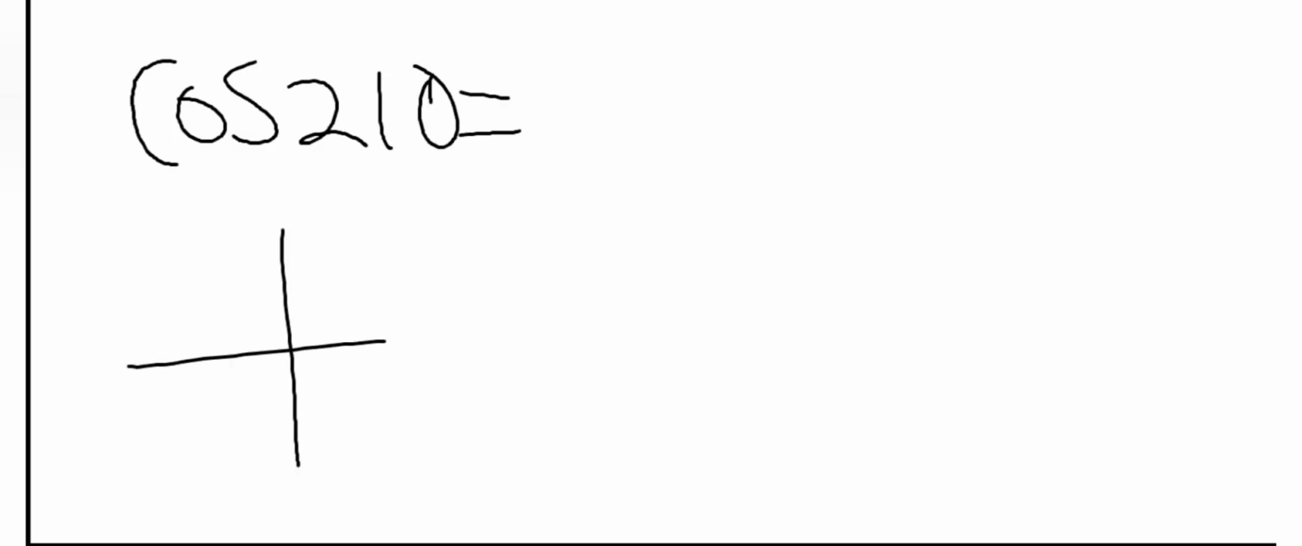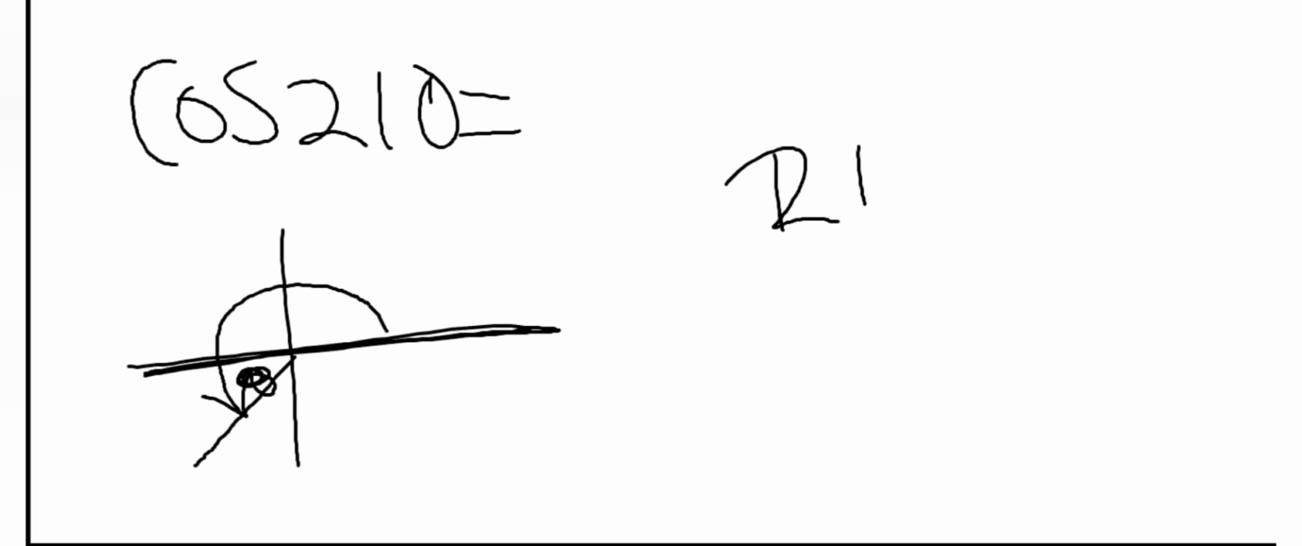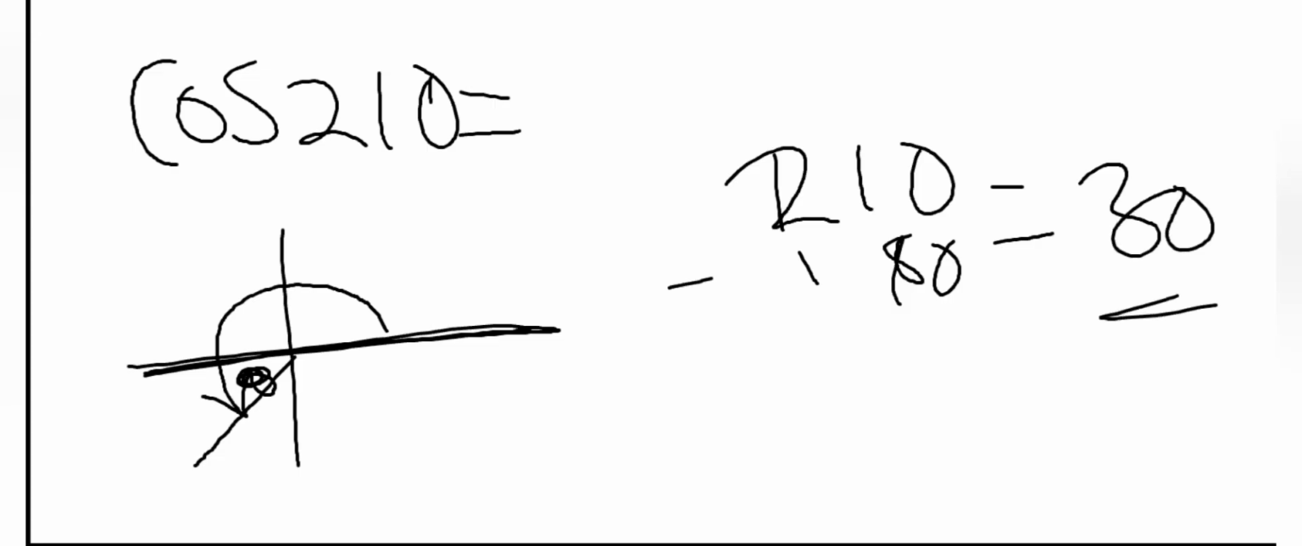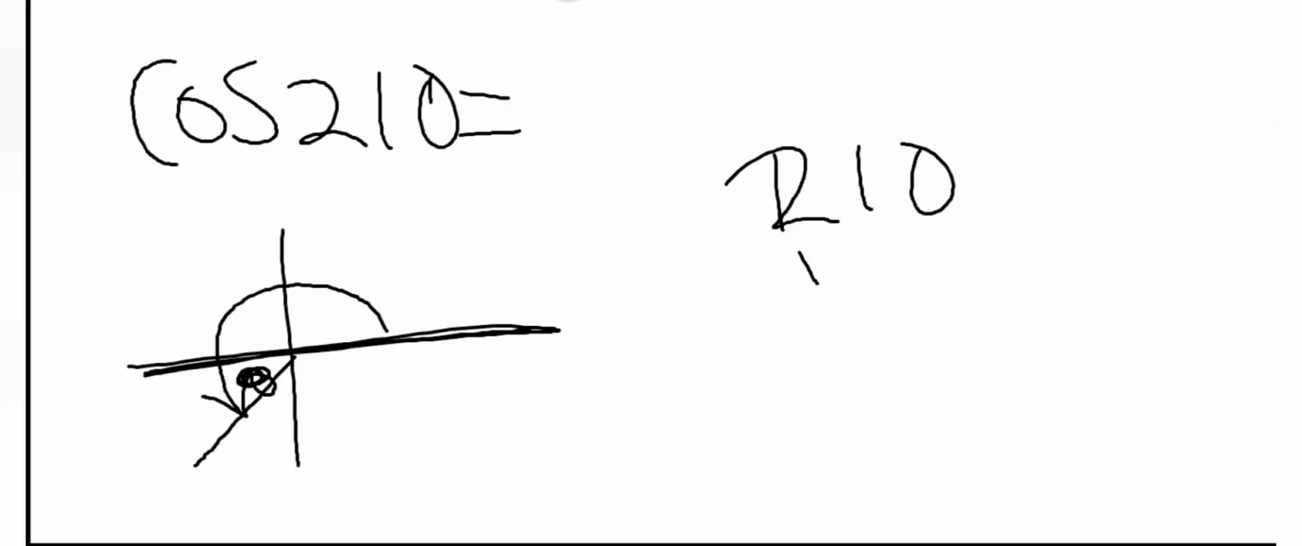We analyze it here. If you have 210 here in the third quadrant, this 210 represents the whole thing up to here. What is this angle here? This whole thing is 180, so we do 210 minus 180, which equals 30. This is the angle A that they are talking about. This angle 30 is one of the special angles.